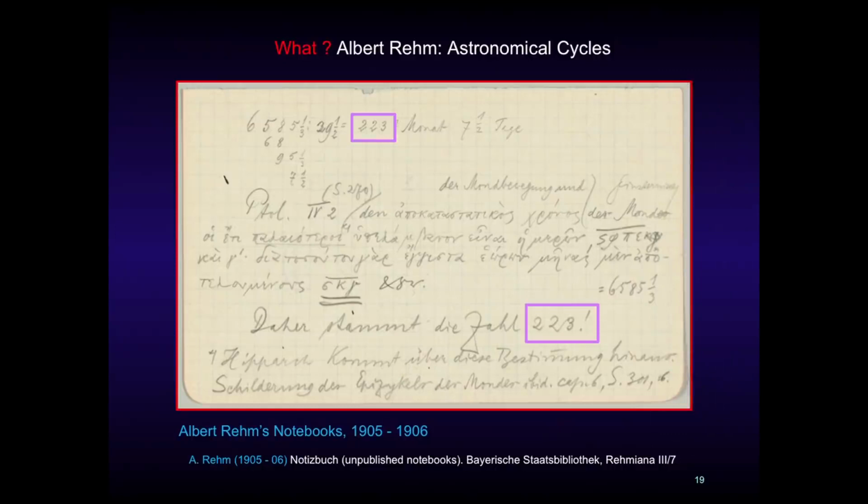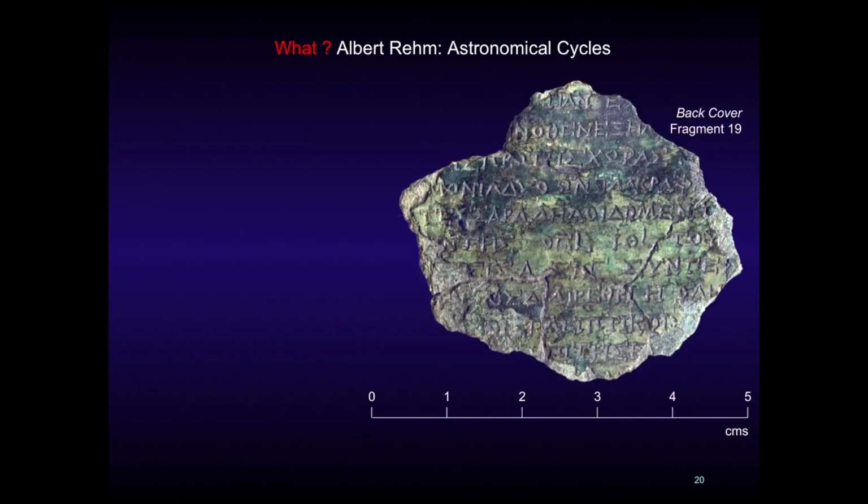This is another page of his notebooks, and you can see the number 223. The fact that these numbers are in his notebooks means that Rem must have seen this fragment here, which we call fragment 19, less than 5 centimeters long, very tiny fragment. And we sometimes call it the user manual for the mechanism because it describes the underlying principles on which the mechanism worked.